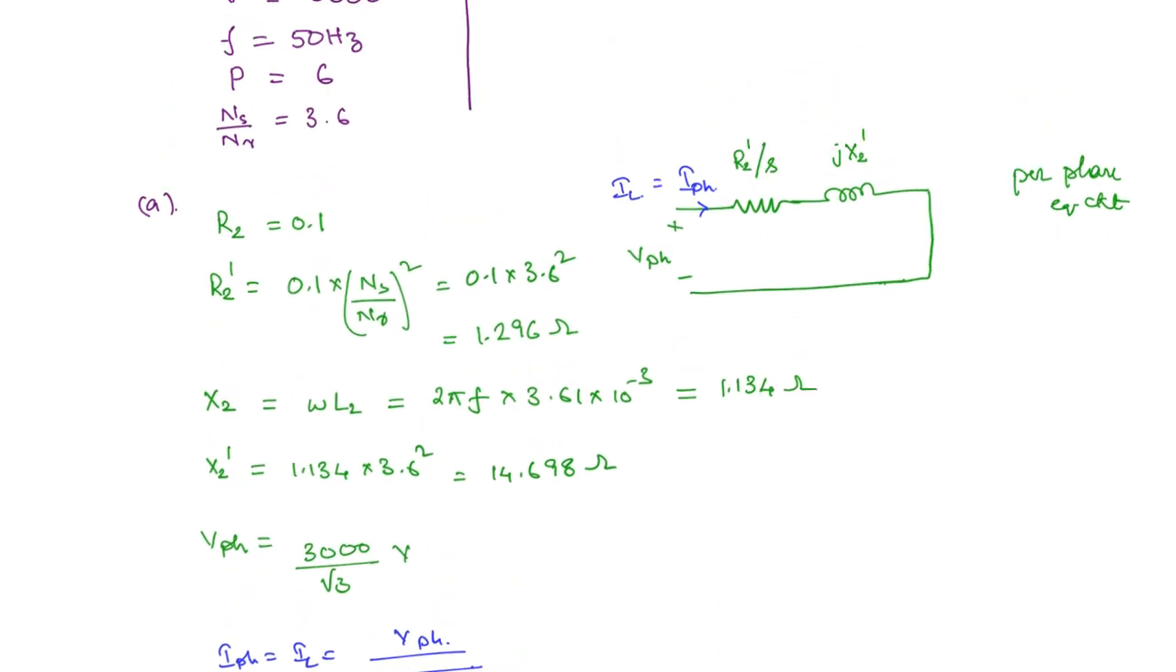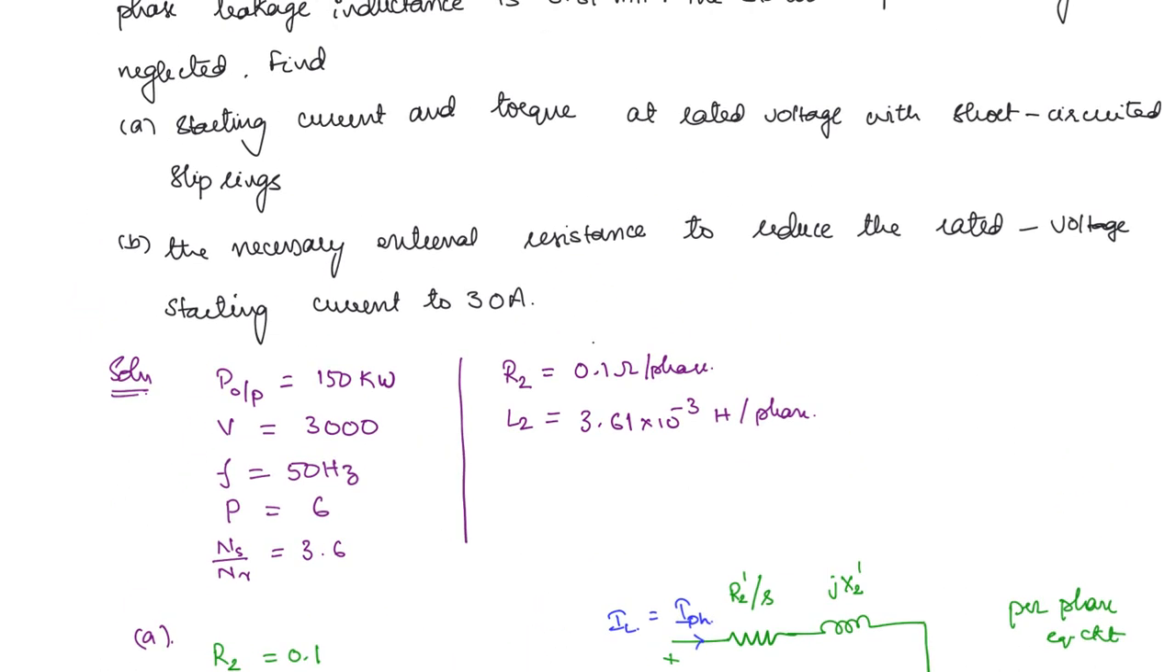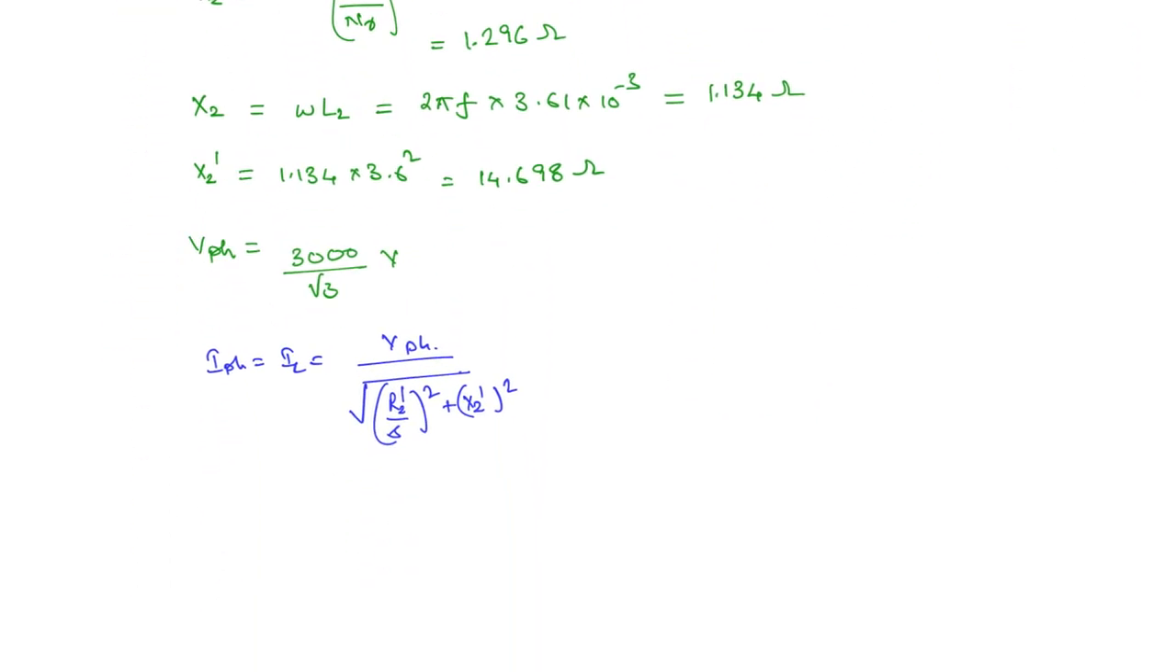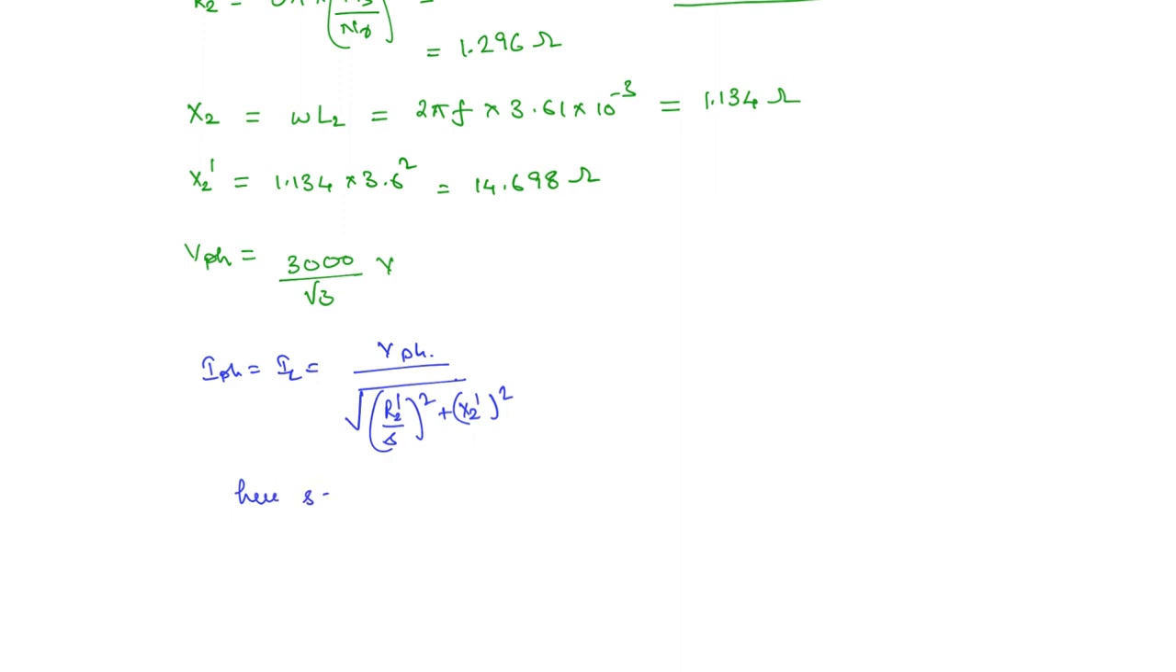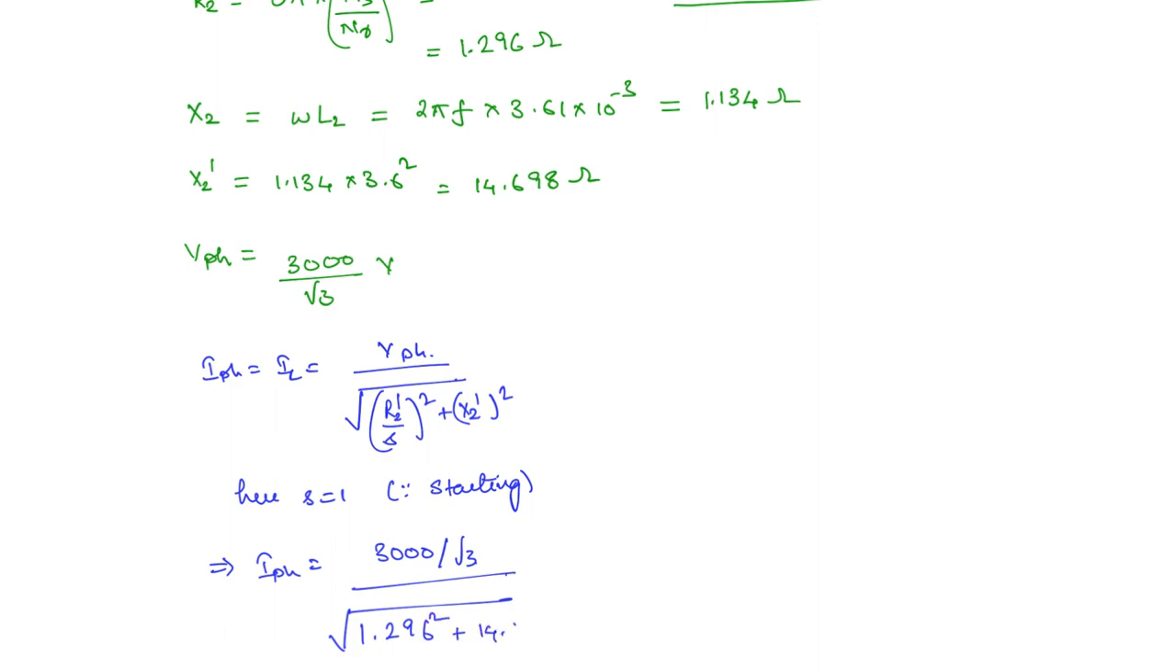Okay. Since the question is about starting, we have to find out the starting current and torque. So at starting, what will be the value of slip? It is going to be equal to 1. So here S is equal to 1, since we are finding out the starting current. So I phase is going to be equal to 3000 by root 3 divided by root over 1.296 square plus 14.698 square. Okay. So this, if you calculate, you're going to get 117.38 amperes. So this is the starting current.